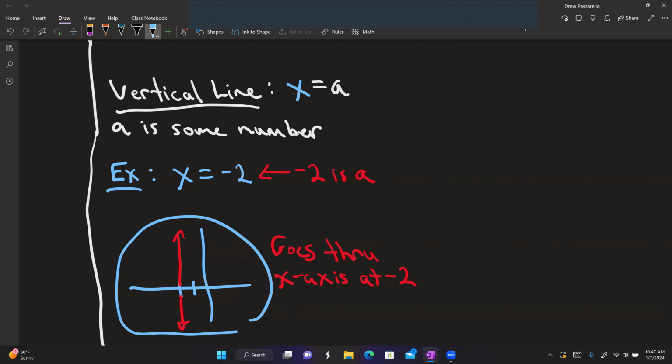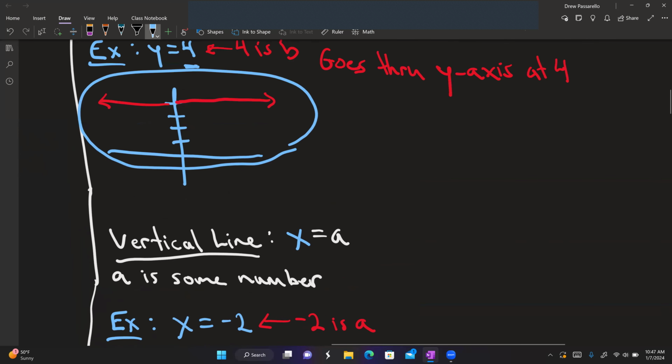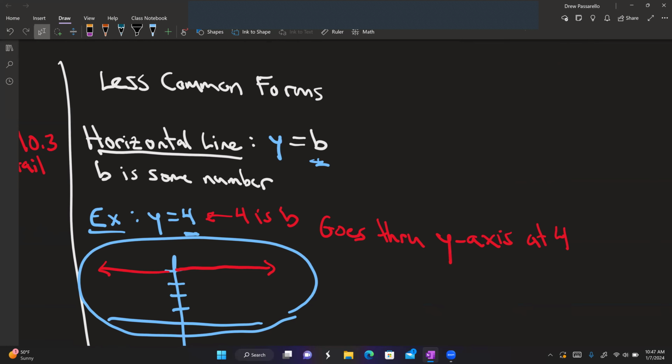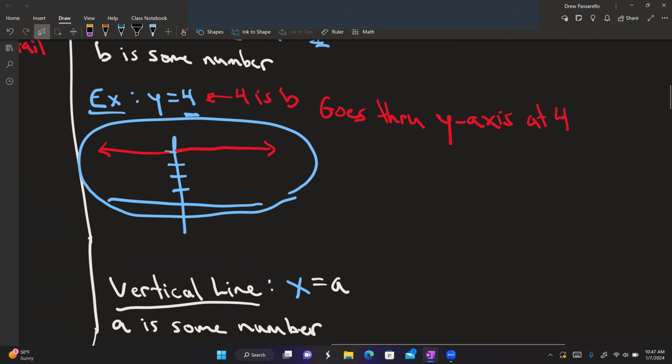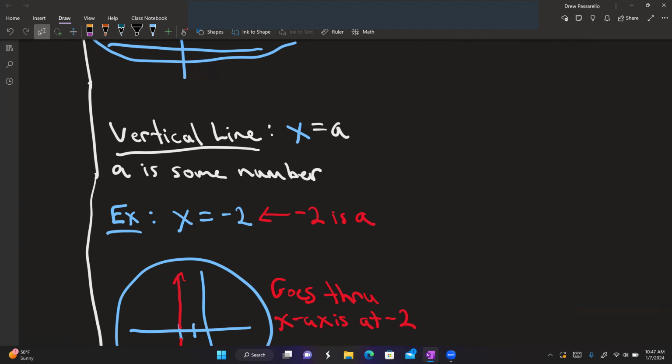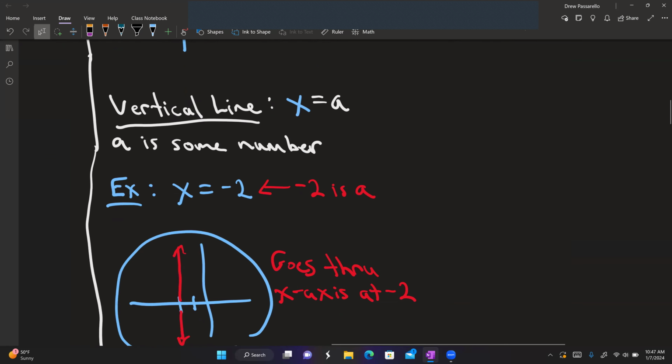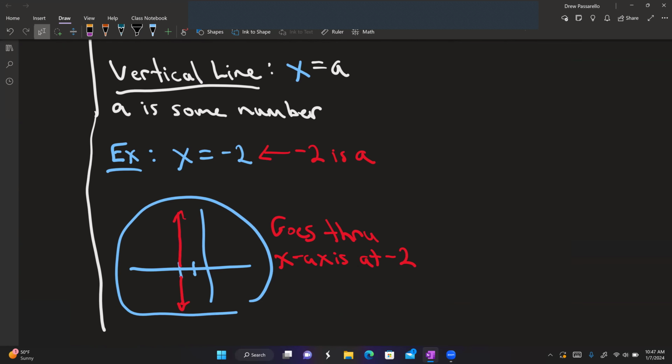I know in the past, sometimes students confuse the two forms. So just know, try not to mix these up. The horizontal line is always y equals b, or y equals some number. The vertical line is always x equals a, or x equals some number. And whatever that number is tells you where it crosses a particular axis. So for a horizontal line, y equals b means it'll cross the y-axis at whatever b is. Vertical line, x equals a, it's going to cross the x-axis at whatever a is.